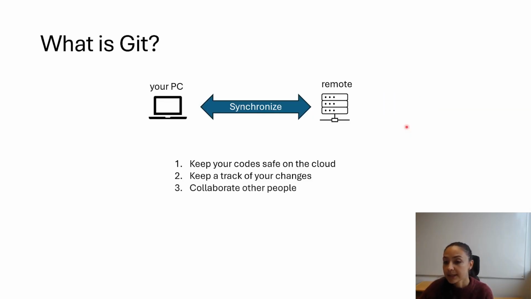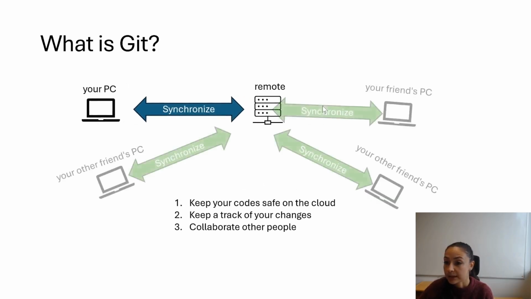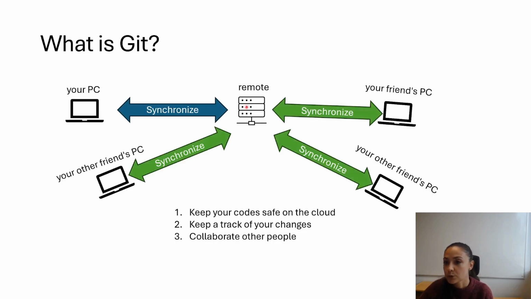And another thing, it allows you to collaborate with other people. Since you are able to put your code to the cloud by synchronizing it, other people can do that as well. Everyone can use the centralized remote, and everyone can add stuff and remove stuff. So you all use the same code and you all put in your own contributions, and you always get the updated code whenever you want to synchronize it from the remote.